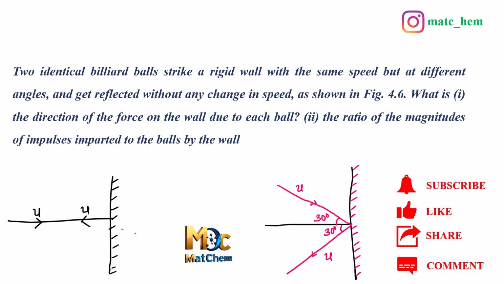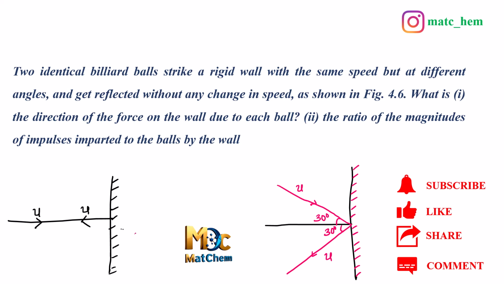So here we need to find out what happens when two billiard balls are striking the wall. So it is in two cases. One is it is striking the wall normal to the wall. That is the first case. Second case is that it is striking by making an angle 30° with the normal to the wall. So in each case, we need to find out what is the direction of the force on the wall due to each ball, as well as we need to find out the ratio of magnitude of impulses imparted to the balls by the wall. That we need to find out.